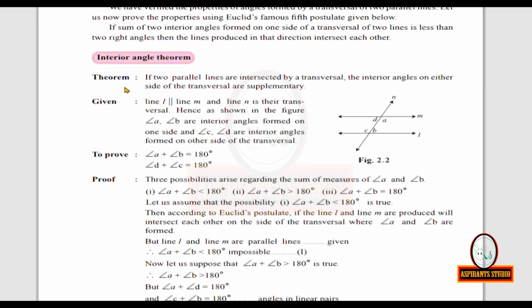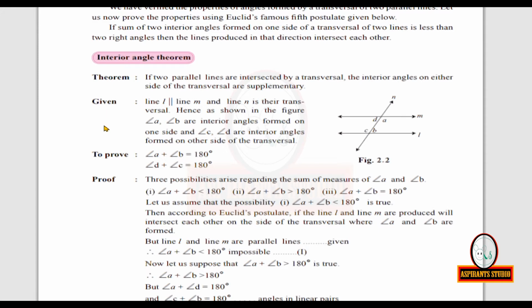So, see the antecedent and consequent. What is given is the antecedent, and what is to be proved is the consequent. Now, what is given? Two lines are parallel. In this figure, line L is parallel to line M and line N is the transversal. Angle A and angle B are interior angles formed on one side, and angle C and angle D are interior angles formed on the other side of the transversal.